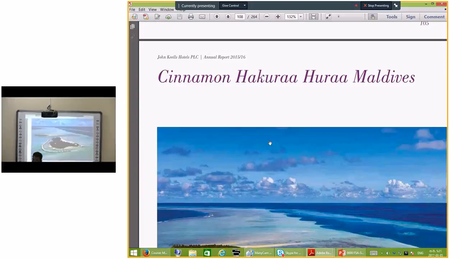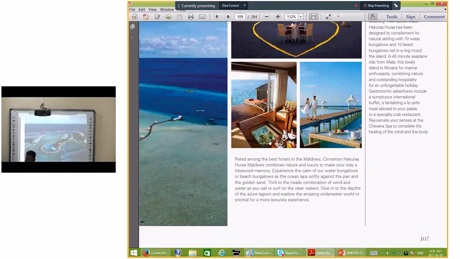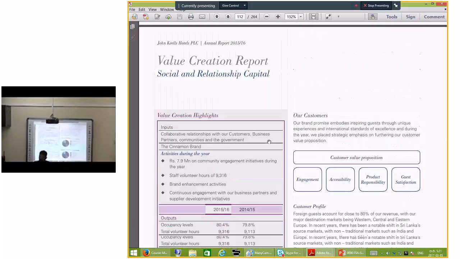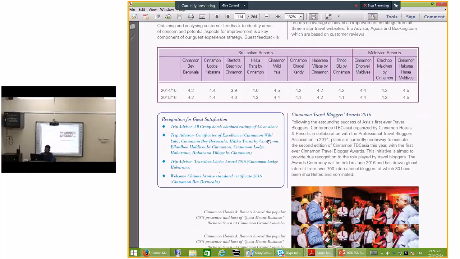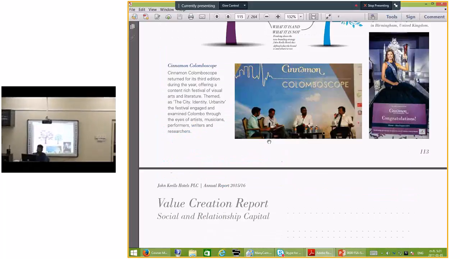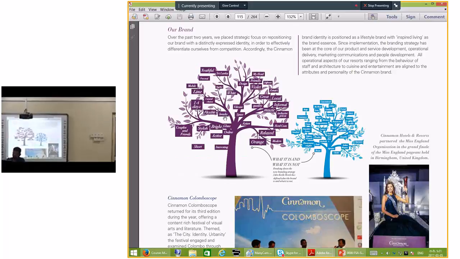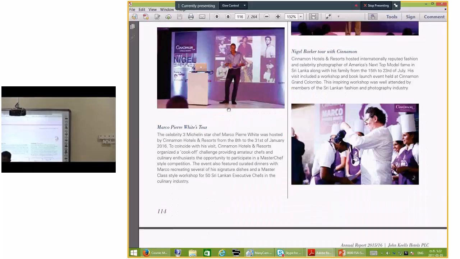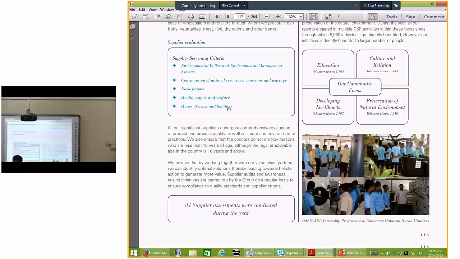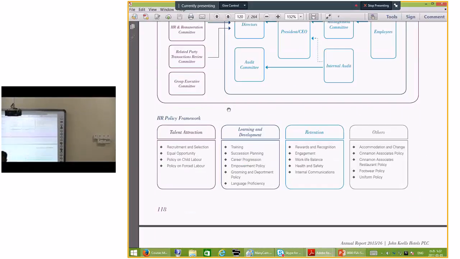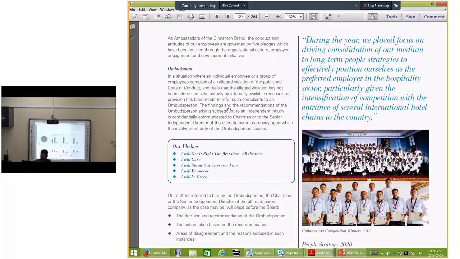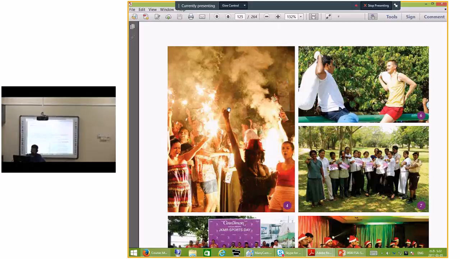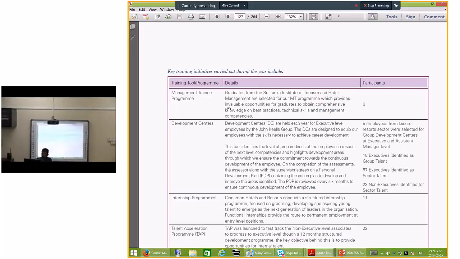Again you can see attractive pictures. And then the value creation report and economic value added, and other details regarding their diversity and their brands, diversity of their products. CSR activities, value creation report again.